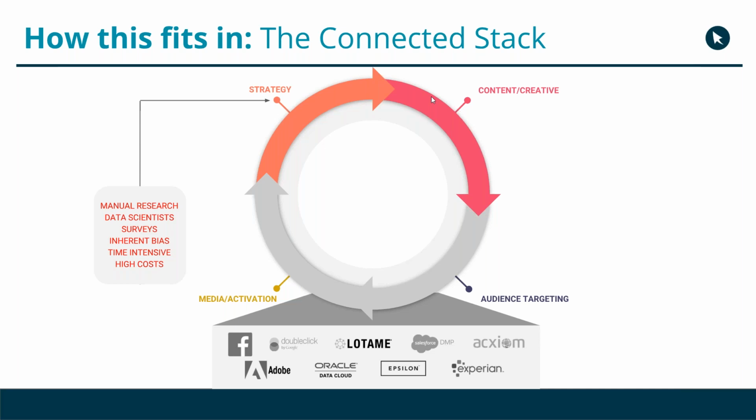Similar thing here. I've got it in the cycle format, but on the upper left you've got strategy, and you've got things like manual research, data scientists, surveys, and a lot of those have inherent bias, they're time intensive, they have high cost. But basically you've got this kind of research living over here on its own that's feeding strategy, and then feeding content and creative often. Those two sort of live together.